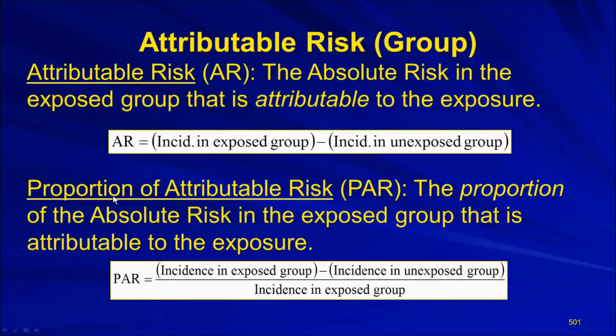Now these are group statistics. Just remember that. So we have proportion of attributable risk, and we said this could be preventive attributable risk, and it's a proportion of the absolute risk or the incidence rate in the exposed group that is attributable to the exposure. So we're going to take these two up here and divide by the incidence in the exposed group, because that's the way we know a proportion operates. Okay?